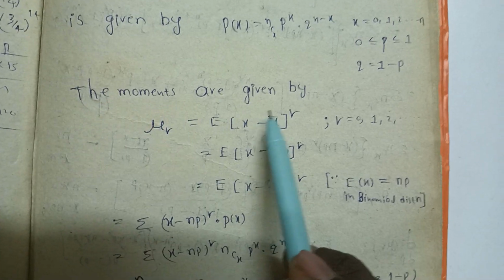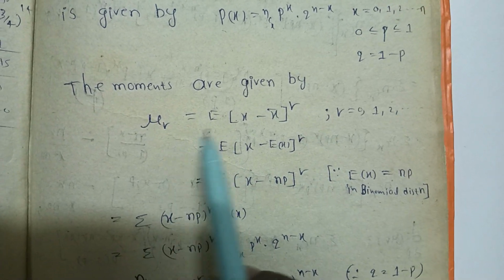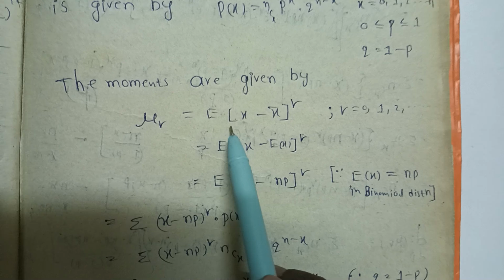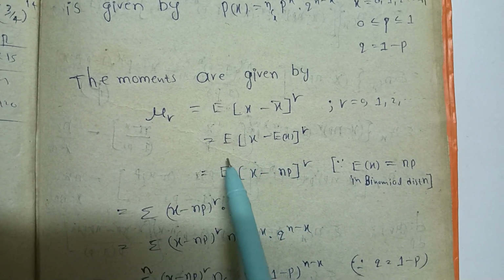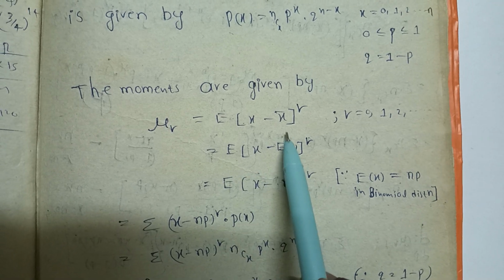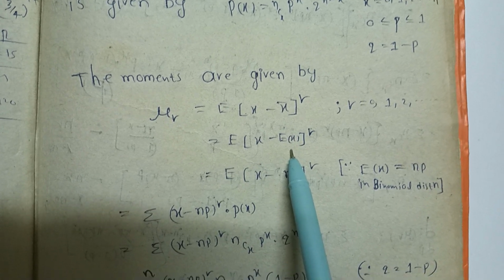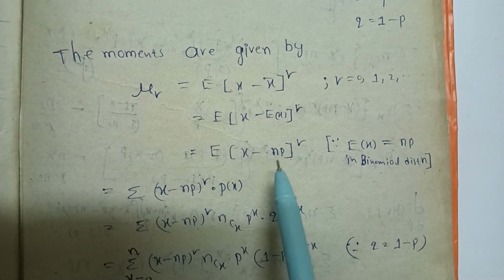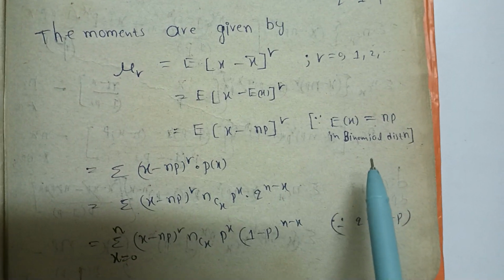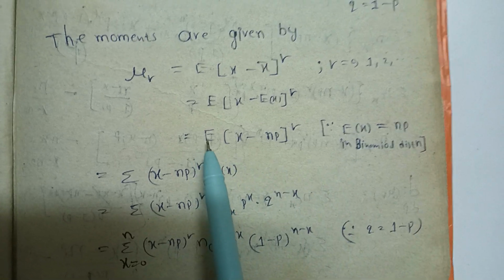The moments are given by mu r equals the expected value of x minus x bar. Here x bar can be written as E of x also. E of x for the binomial distribution is n into p. We are substituting here.